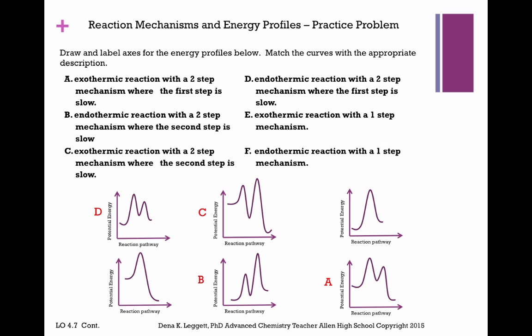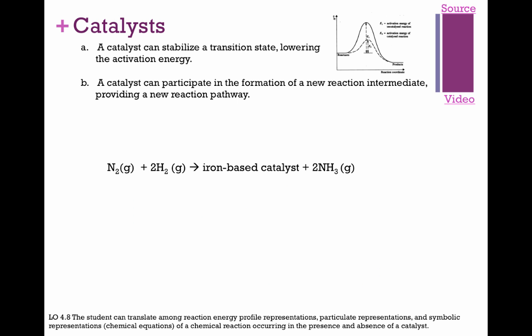And then E is an exothermic reaction with 1-step mechanism. So if it's exothermic, your product should be lower in energy. And if it's endothermic, your product should be higher in energy. So that's just looking at your reaction diagrams and looking at if it's a slow step, it needs a higher activation energy. If it's fast, it's going to have a low activation energy. If it's slow, it's going to need a high activation energy.